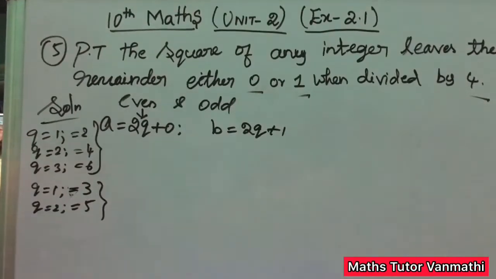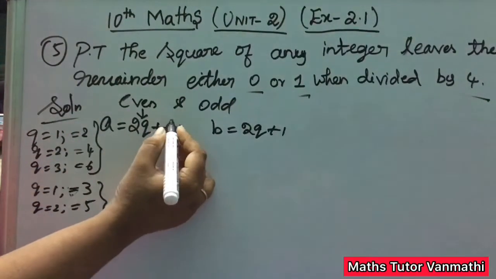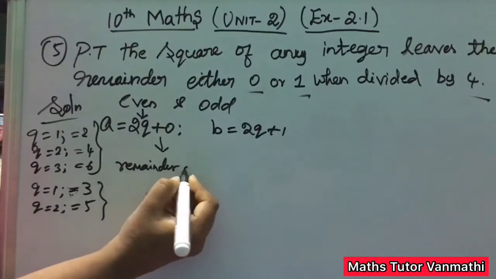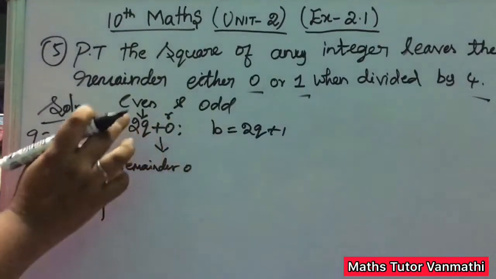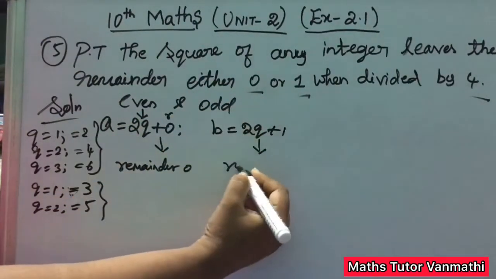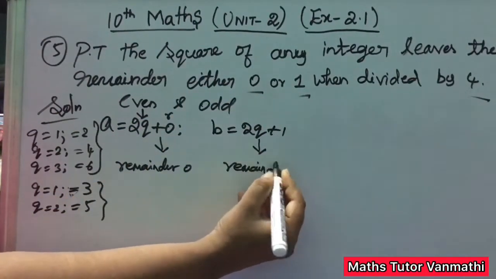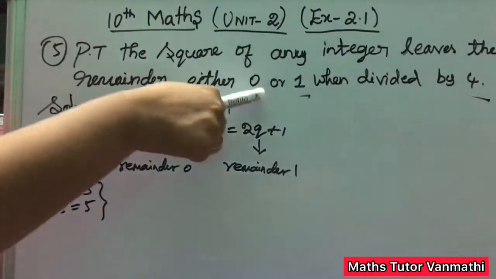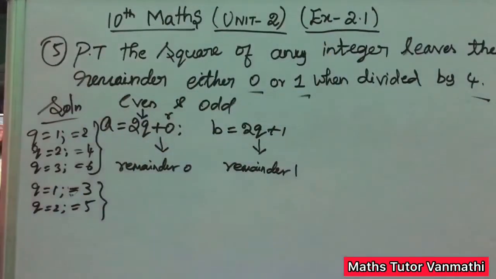Here, this even number leaves the remainder 0. This is the place of the remainder. So, even number leaves the remainder 0 and this odd number leaves the remainder 1. In the question, what they have given is any integer leaves the remainder 0 or 1 when divided by 4. Okay, clear? Next.